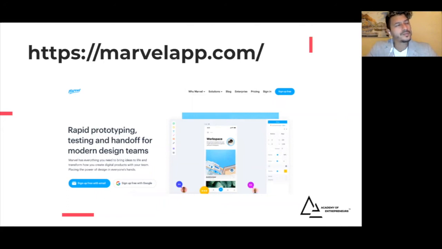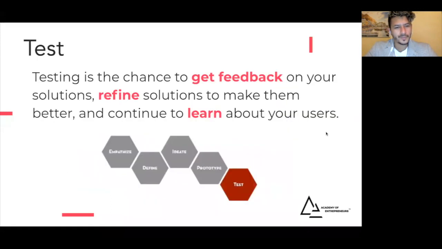It could be an app. Let's say maybe you're thinking about a website, an e-commerce store, an e-learning platform, whatever type of online platform you're thinking, you can put something together here pretty quickly to get some feedback from the user. Okay. And then the last step is the testing.